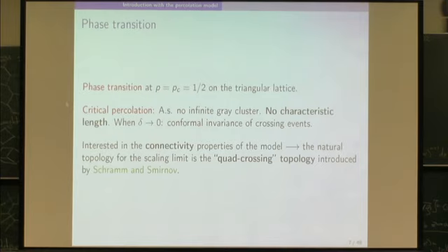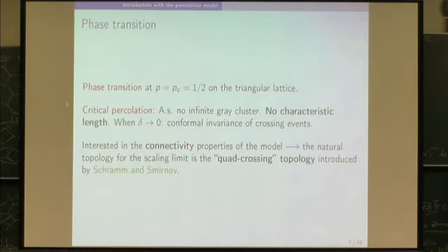But you can find gray clusters of all sizes, basically. So there is no characteristic length in your model, and that's something that is quite typical for a critical model. And when delta goes to 0, you believe that your system will have a lot of symmetries. And in fact, it is conformal invariant. And so that's very symmetric.